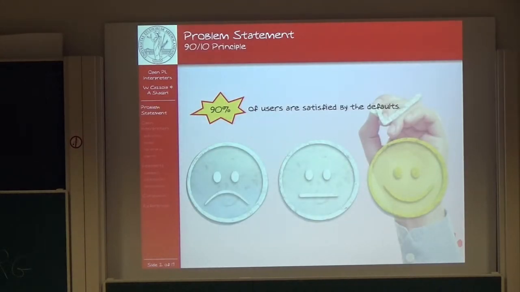Okay, let's consider one concept. In computer science, we normally have one principle that is well known as the 90-10 principle. That means that most of the people, 90% of the people, are normally happy with what they get from a tool, from an idea, from whatever. But there exists a 10% that is not happy and has to code its own solution.